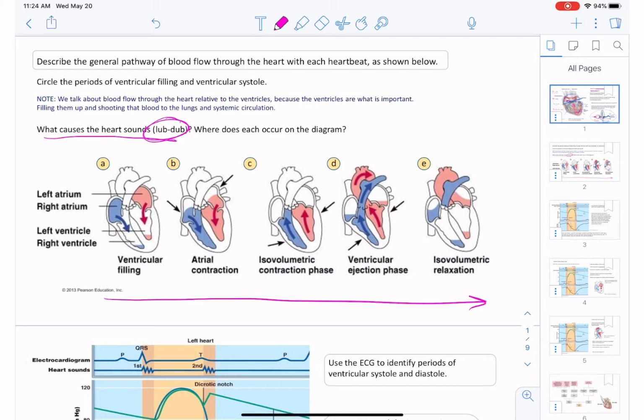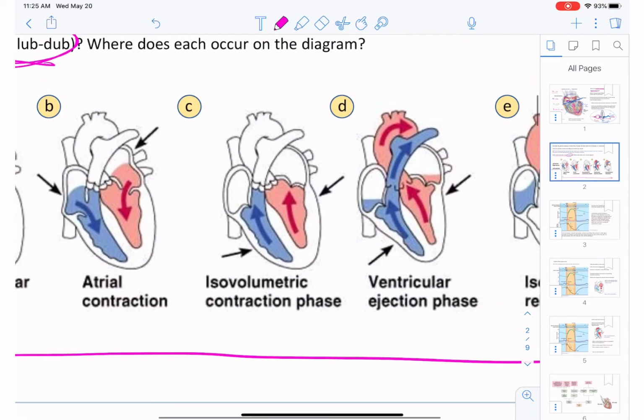Well, the heart sounds, both of them, are caused by the snapping shut of the valves. But the valves that are affected and cause each heart sound are different. So the first heart sound, the lub, occurs during this phase here.